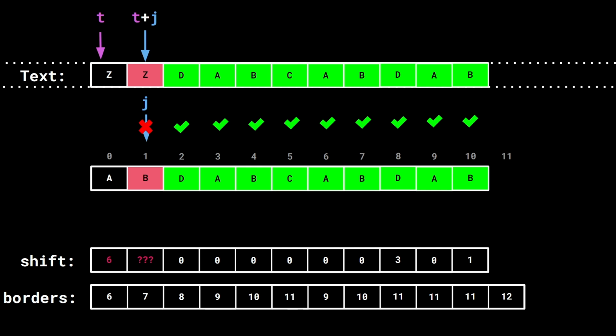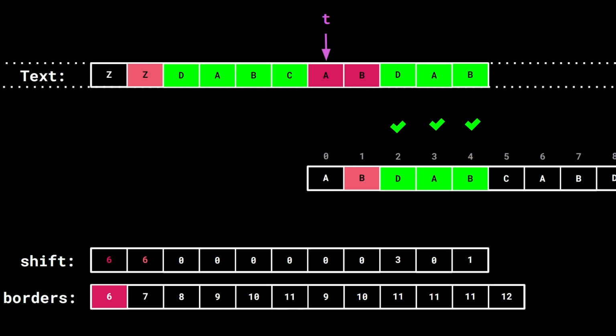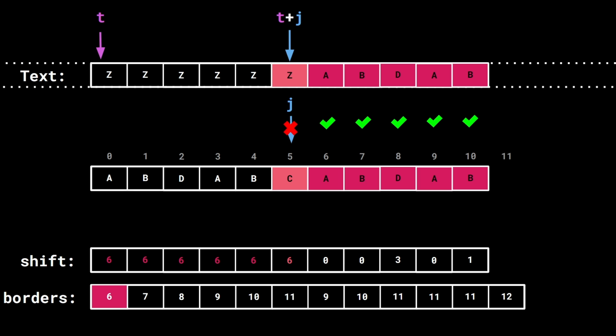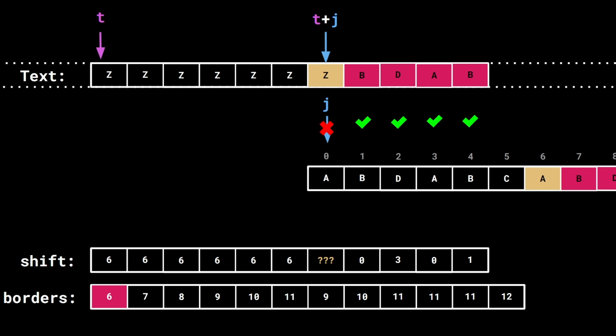Now, if instead of failing at the last character, the comparison failed on the character before it, well, the pattern still matches the right border starting at position 6, so we can also shift by 6. This is true for all the characters up to the beginning of this border. When we hit the border, this time we can't keep shifting by 6, because if we do, the comparison will be the same and will fail.